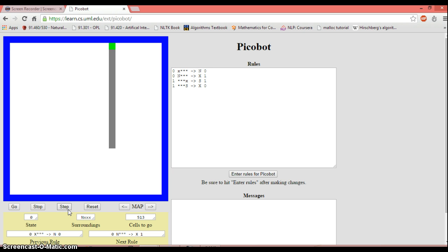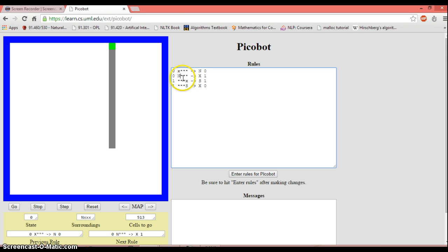And now when I get here, we'll see something interesting on the next step. So now our state is still state 0, so we'd look at these 2 lines, but our surroundings are now N followed by 3 X's. And so this rule no longer matches. It's now this rule that governs the motion, because now there is a wall to the north, followed by 3 things we don't care about.